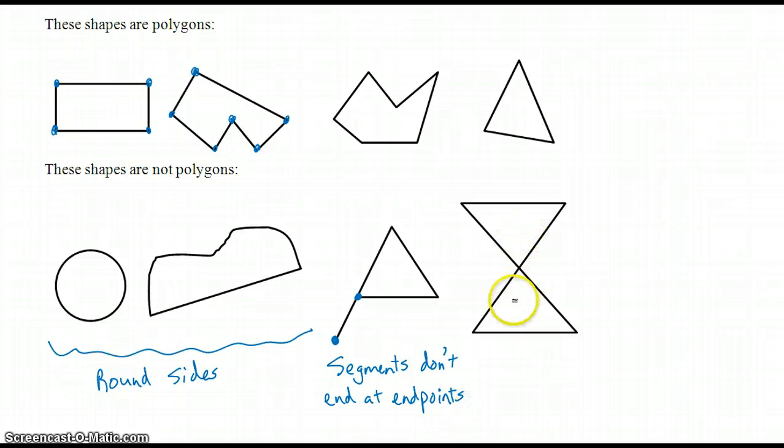And this last example is not a polygon because it has too many interiors. If I cut off just this bottom triangle, I'd have a polygon, or if I cut off the top triangle, I'd have a polygon, but together it creates too many interiors.